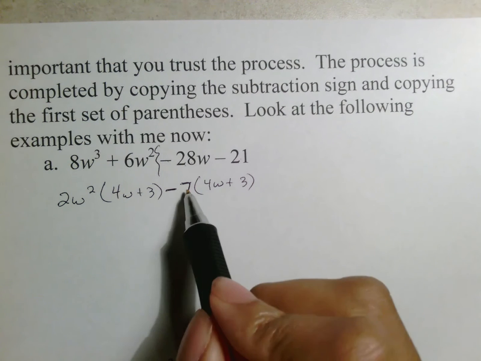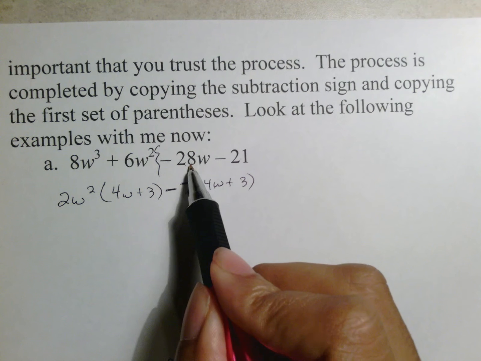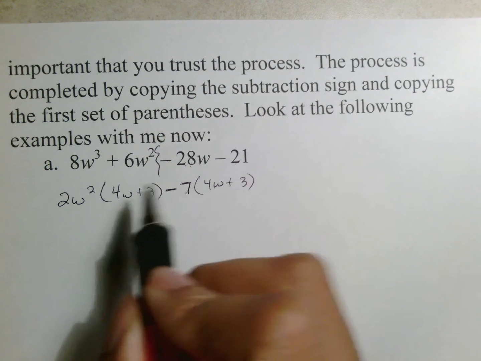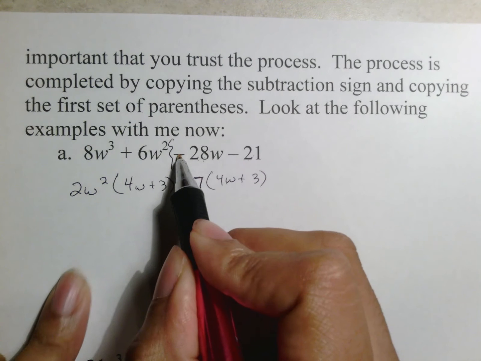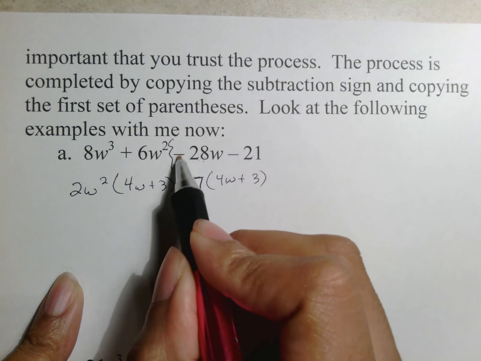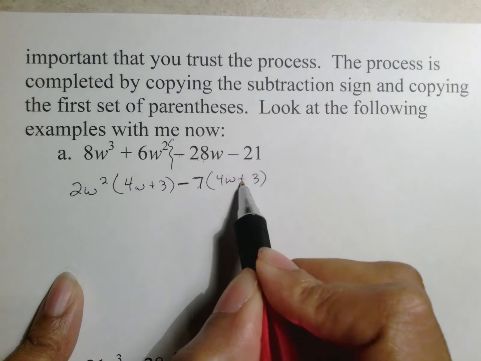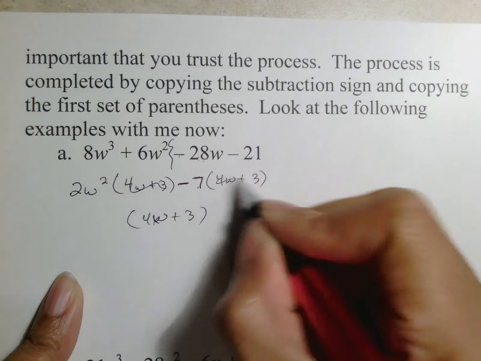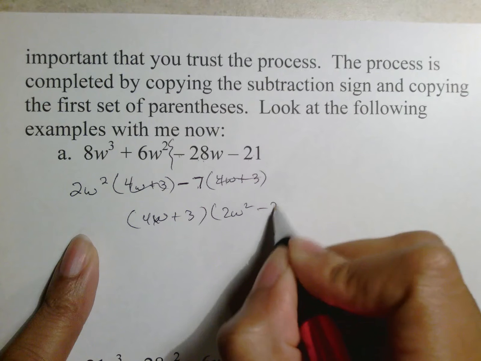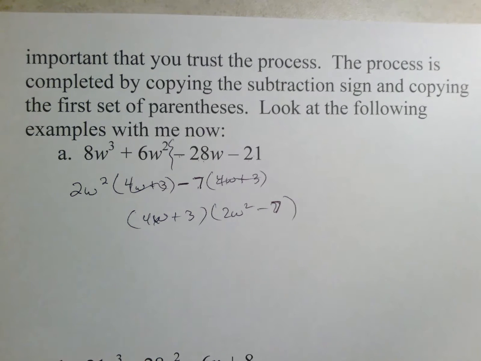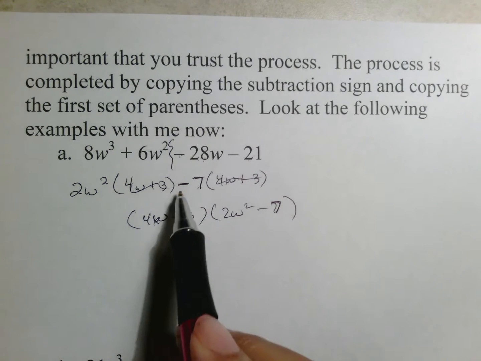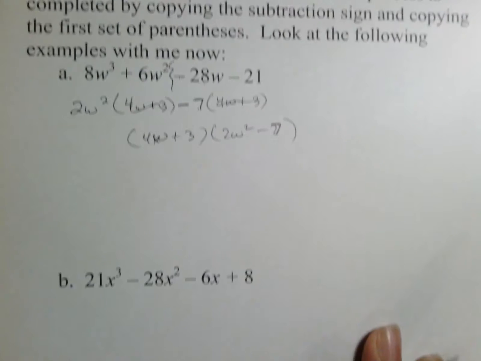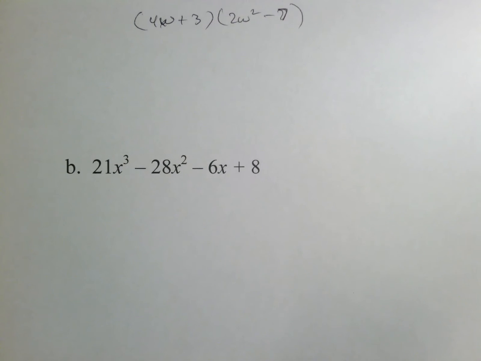Again, if you look at it, negative 7 times 4w is negative 28w. Negative 7 times positive 3 is a negative 21, so it does work out. But again, in this problem, whenever you have a negative there, and that's really what the hint is, just copy this over the way it is and trust that you did everything right. So 4w plus 3 is what they have in common, leaving us 2w squared minus 7. Alright, so again, if there is a minus, that's going to tell you that it looks weird. Just copy that first parentheses over to the second, because that's what it's going to be anyway.